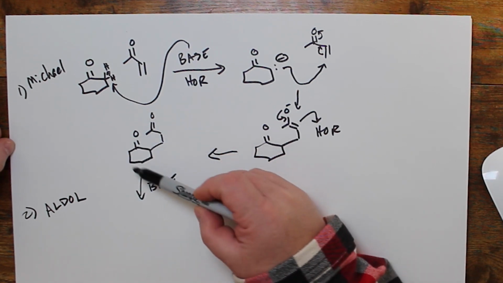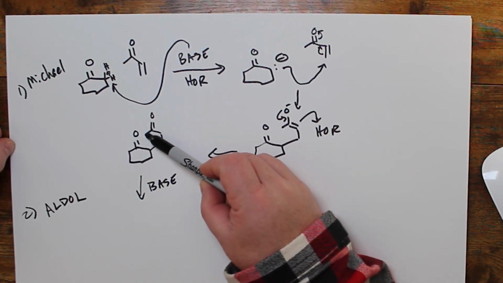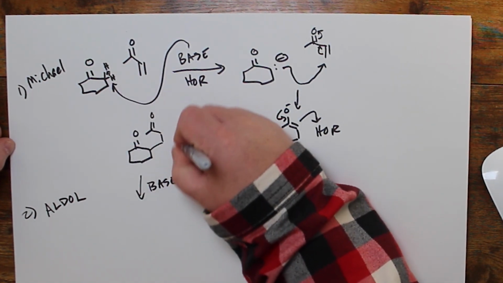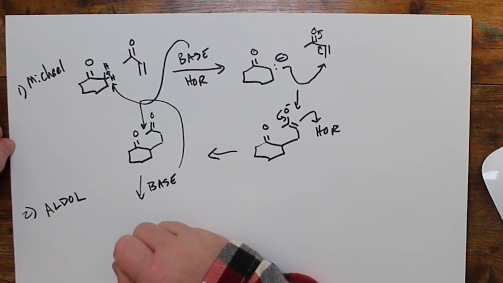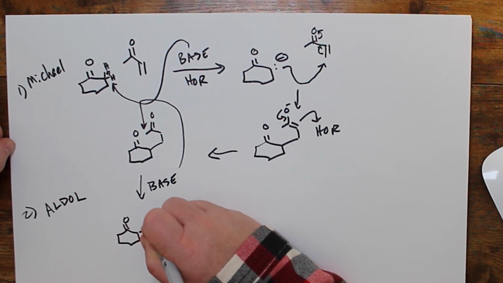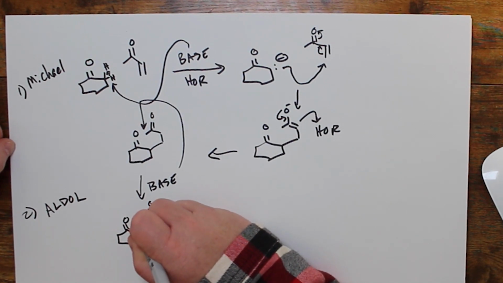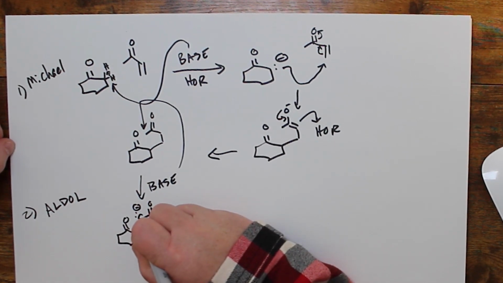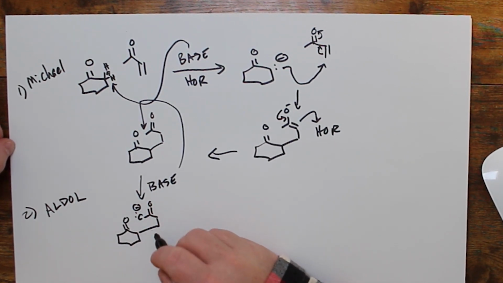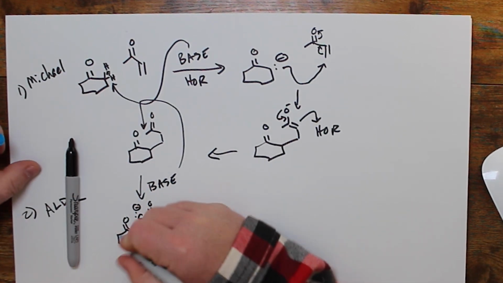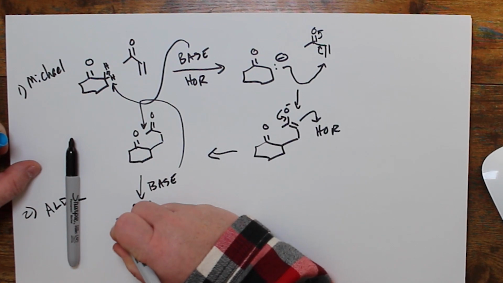Now, I could deprotonate several different places, but the one that is most interesting to me is if I deprotonate here. So I get a negative carbon where that methyl is. And the reason that one's interesting, I want to use a different color here, is it's going to backside attack that carbonyl for my aldol.